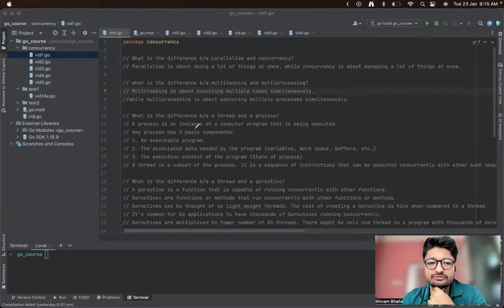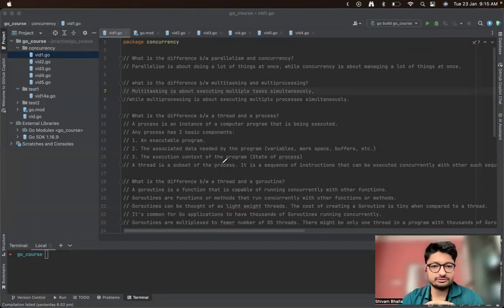So let us talk about the definition now. A process is an instance of a computer program. A computer program that is being executed is called a process. Now a process has three basic components: the executable program, the associated data around it, like buffer space, so that it will run, and the execution context, because it has to remember the context for which it is running. Like if I'm running for a particular second, what is the next second, and so on. So all this data.